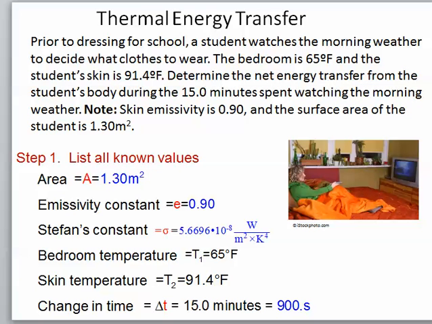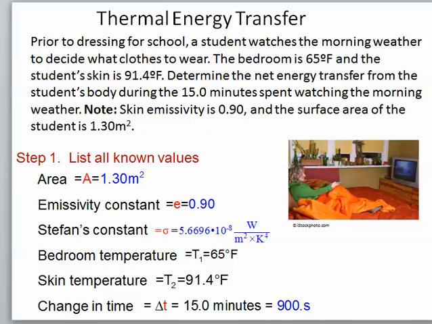Alright. Prior to dressing for school, a student watched the morning weather to decide what clothes to wear. The bedroom is 65 degrees Fahrenheit and the student's skin is 91.4 degrees Fahrenheit. Determine the net energy transfer from the student's body during the 15 minutes spent watching the morning weather. This is why if you get a lot of people in a room, there is energy that's radiating off you. There's radiant energy and the room's going to heat up.